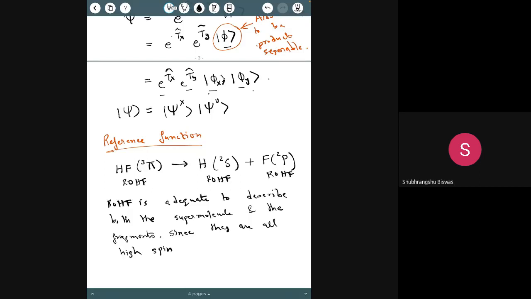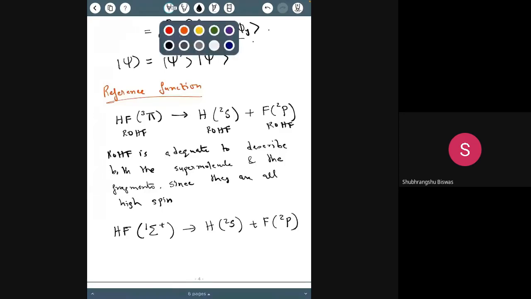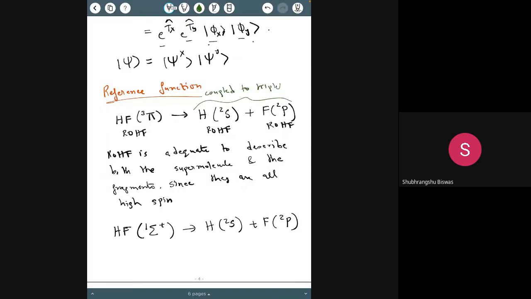Now when I contrast it with another dissociation channel, you will see where the problem lies. Suppose I was studying the dissociation of the ground state of hydrogen fluoride, which is 1 sigma plus, and this also dissociates to the same fragments. But note that in the first case these are coupled to triplet, while this is coupled to singlet, because it's arising from a singlet state.